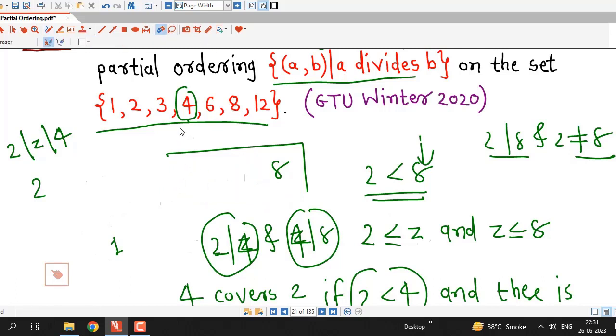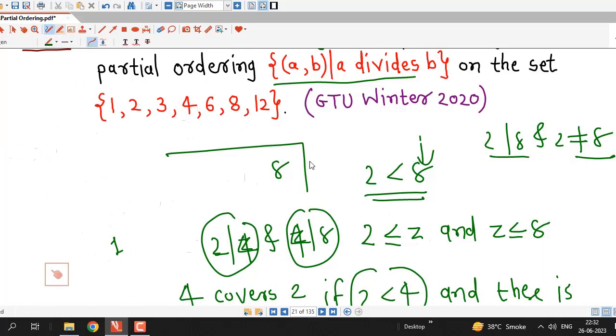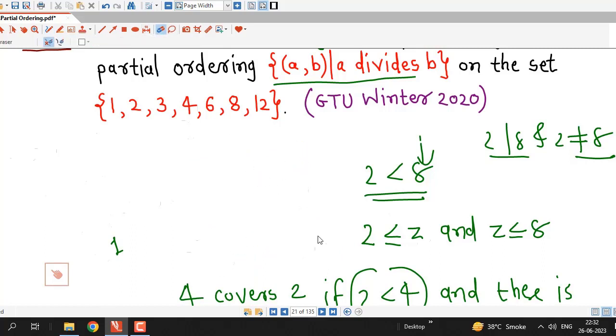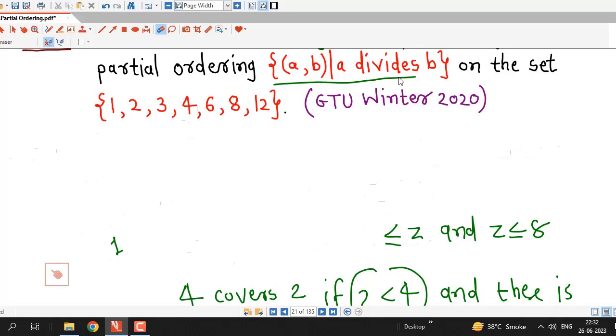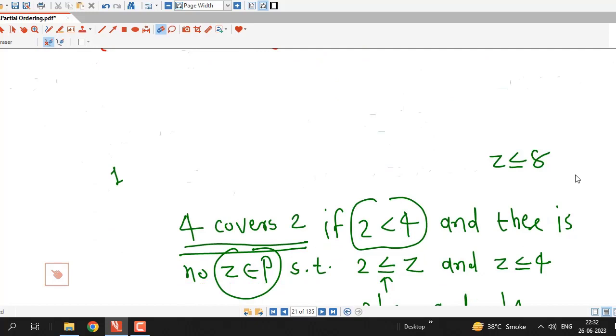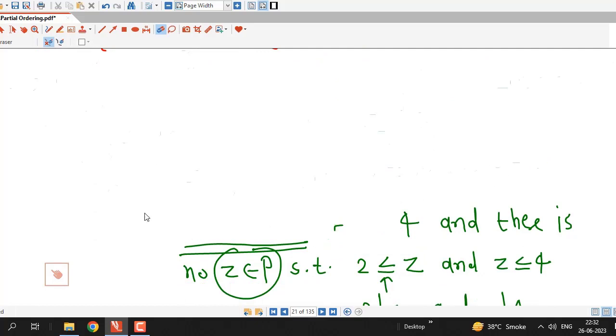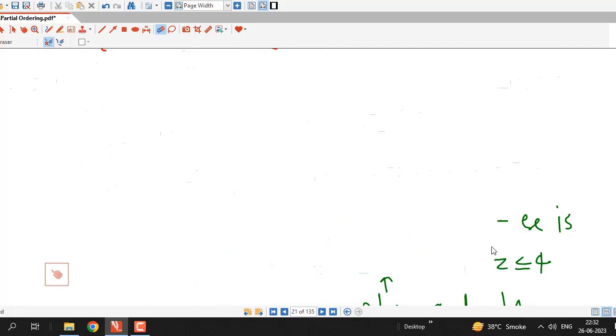So this is the meaning of a cover, and this definition of cover is very important in the drawing of the Hasse diagram of a given partially ordered set. If you are able to understand this definition, that when we can say that one element covers another element, then you are done. You can easily draw the Hasse diagram of a partially ordered set.